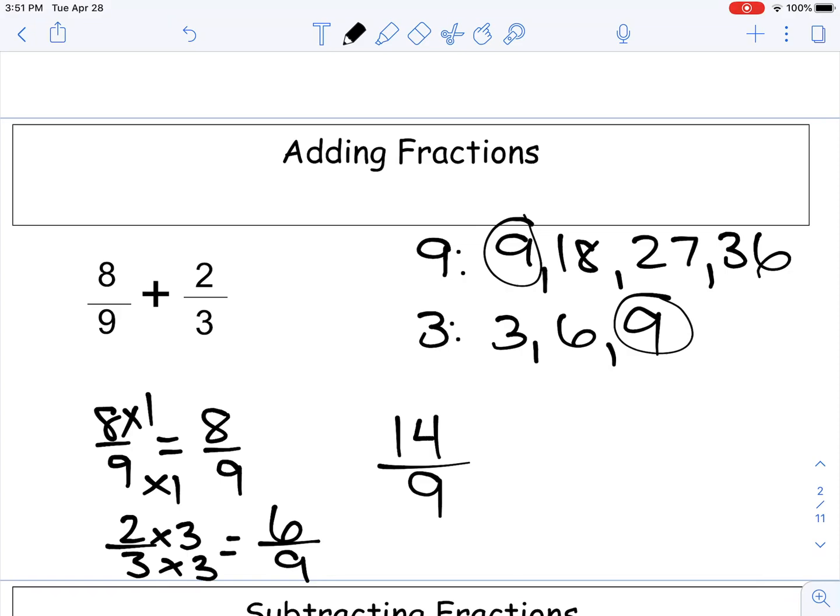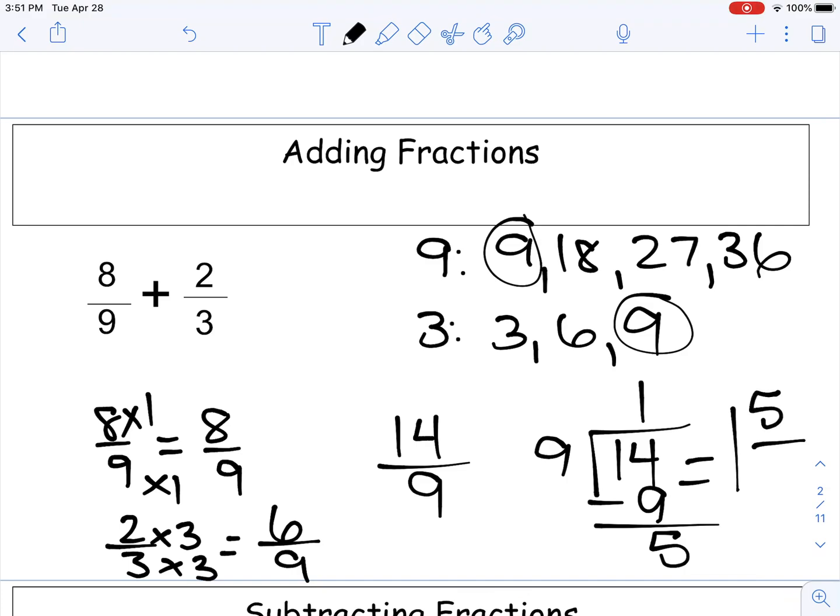Again, ask your simplifying questions. First one's always, is top bigger than bottom? If it is, I'm going to divide. I can get one group. Subtract, 5 left. So I get 1 and 5/9. And then you also have to ask yourself, can you simplify 5/9? Do they have a GCF, a greatest common factor besides 1? The answer is no, so that's your answer.